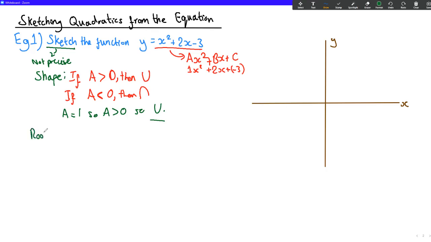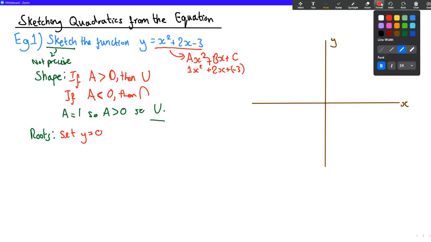Next, let's look at the roots. Now, let's think about where the roots are. So the roots are just where it touches this x-axis down here. But the thing is that at any point on this x-axis, y is equal to 0. Because remember, at any point on this line, y is always equal to 0. So the rule for finding the roots is we set y equal to 0.